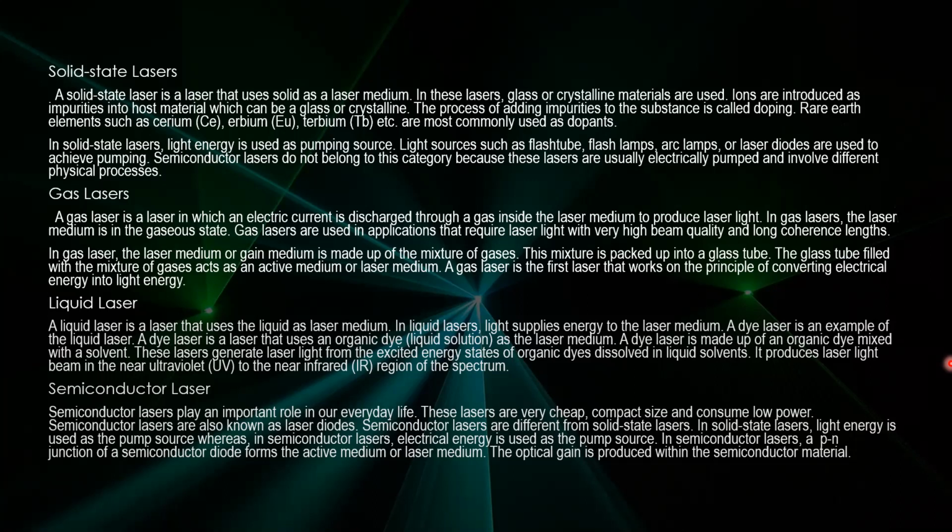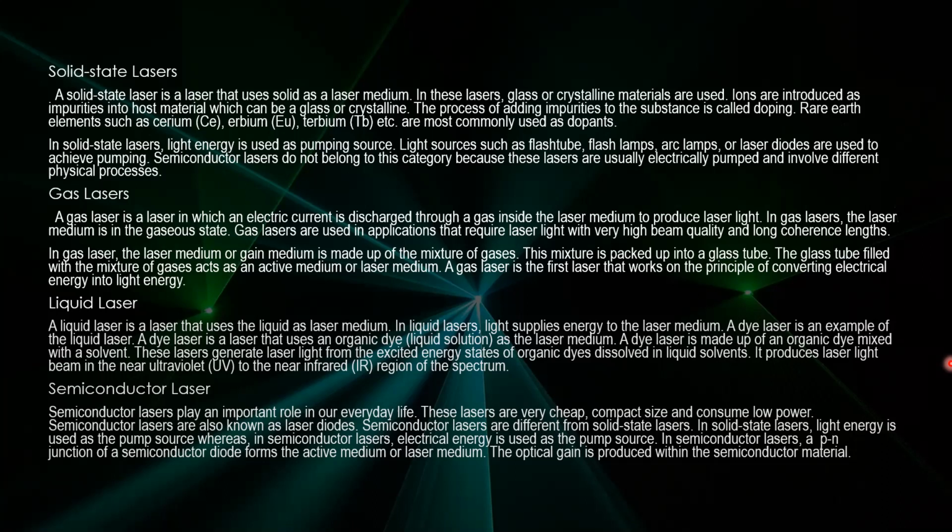Gas lasers are used in applications that require laser light with very high beam quality and long coherence lengths. In gas laser, the laser medium or gain medium is made up of a mixture of gases. This mixture is packed into a glass tube. The glass tube filled with the mixture of gases acts as an active medium or laser medium. A gas laser is the first laser that works on the principle of converting electrical energy into light energy.